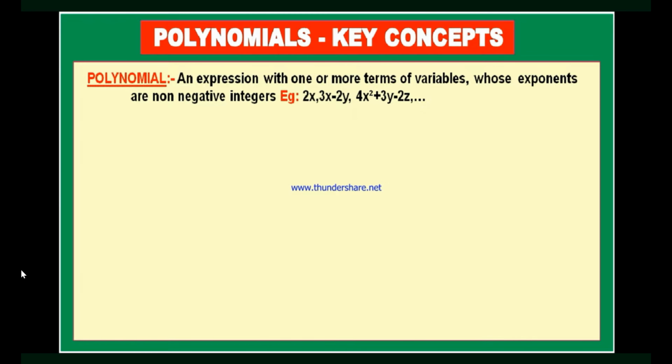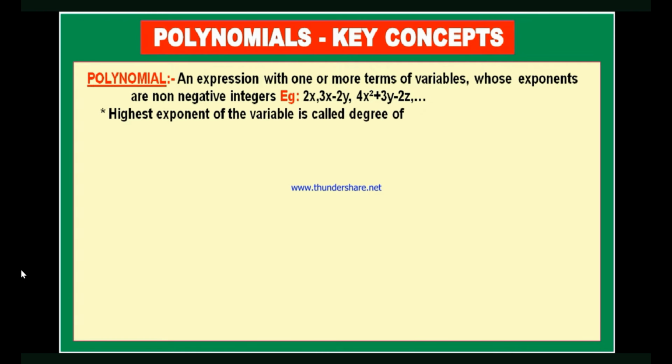Then such expressions are not polynomials. If the exponents of the variables are non-negative integers, meaning either positive integers or 0, in such case all those expressions are called polynomials. Now, there are some points to note down. First point: the highest exponent of the variable is called the degree of the polynomial. I shall repeat, the highest exponent of the variable is called the degree of the polynomial.